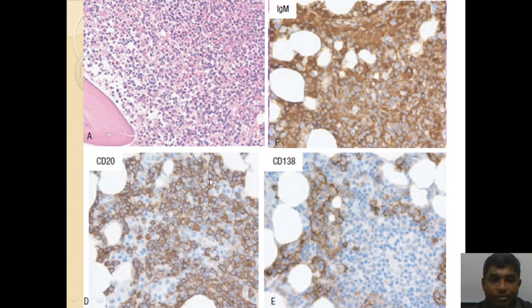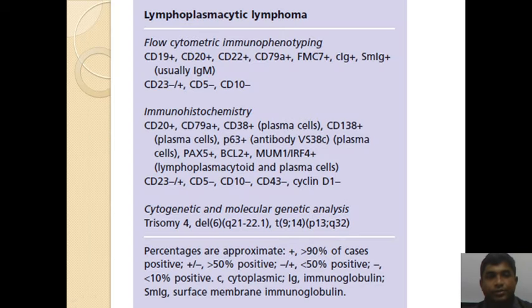CD20 is a marker of mature lymphocytes, which is positive, and CD138 is a marker of plasma cells. This also shows positive, so you get positivity for both lymphocyte and plasma cell markers. Flow cytometry identifies the same: presence of CD19, CD20, and presence of IgM. CD5 and CD10 are negative. Even in IHC, the B cell markers are positive, and you can have CD138 and CD38 positive, which are markers of plasma cells. These are positive in this group of lymphomas.